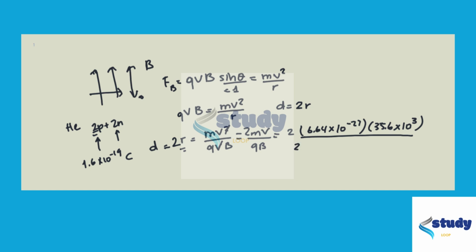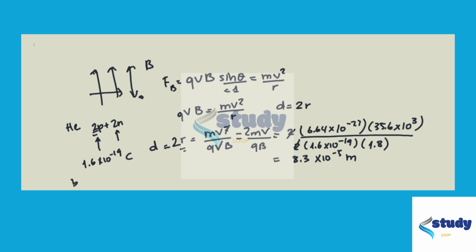So I'm going to add that here, 2 times 1.6 times 10 to the power of negative 19, and times the magnitude of the magnetic field that is given to us as 1.8 Teslas. If we do this calculation, we get 8.3 times 10 to the power of negative 5 meters for the diameter of the trajectory.